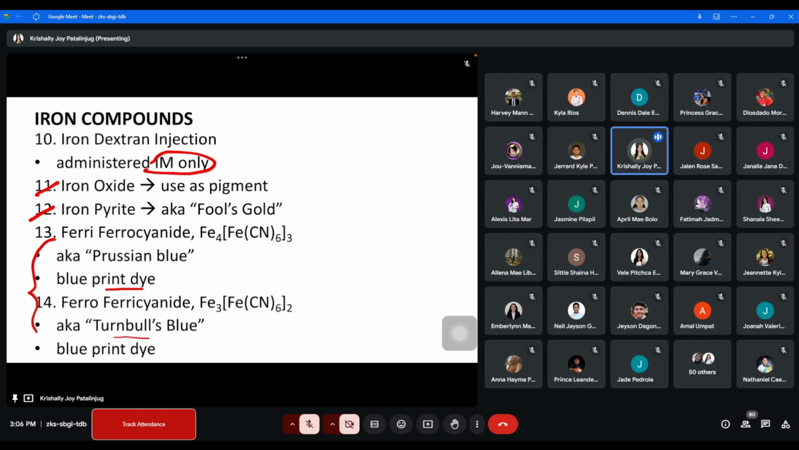So try to take note of the chemical formula. Sino dyan si ferrocyanide? Sino si ferricyanide? Fe4 and then Fe3. So yan, Turnbull's blue, Prussian blue.